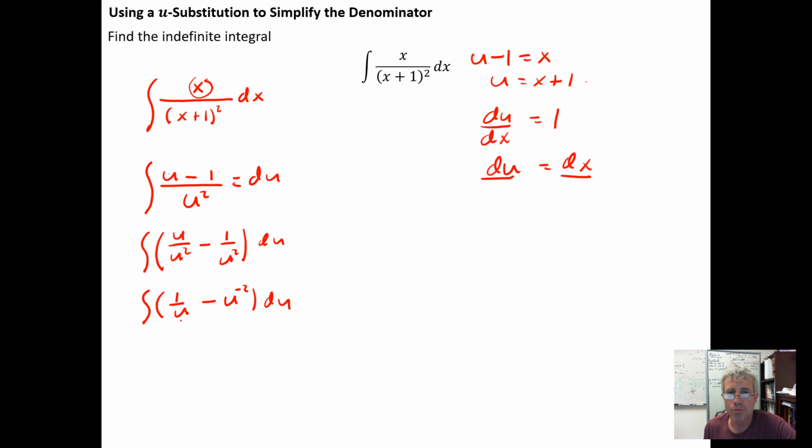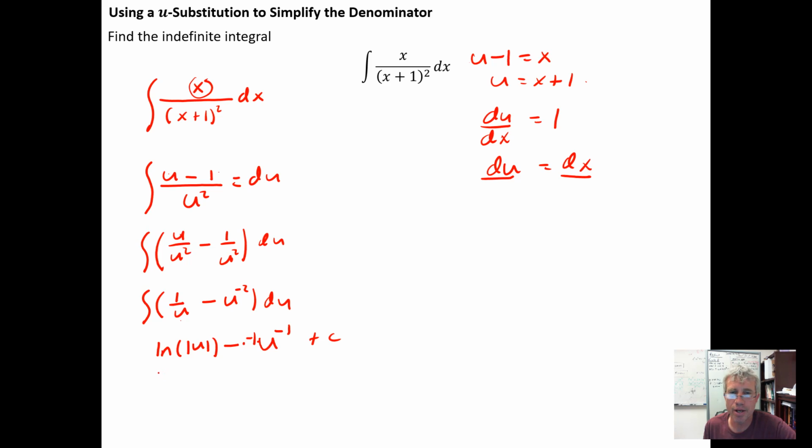The antiderivative of 1 over u is just going to be the natural log of the absolute value of u, based on the work that we've been doing so far, minus, now I have what looks like a power rule type of scenario. So instead of decreasing the exponent by 1, I'm going to increase the exponent by 1. So negative 2, that's what happens when we work backwards. So negative 2 plus 1 is negative 1. And then I need to multiply by the reciprocal of negative 1, which is actually just negative 1. And then plus a constant of integration.